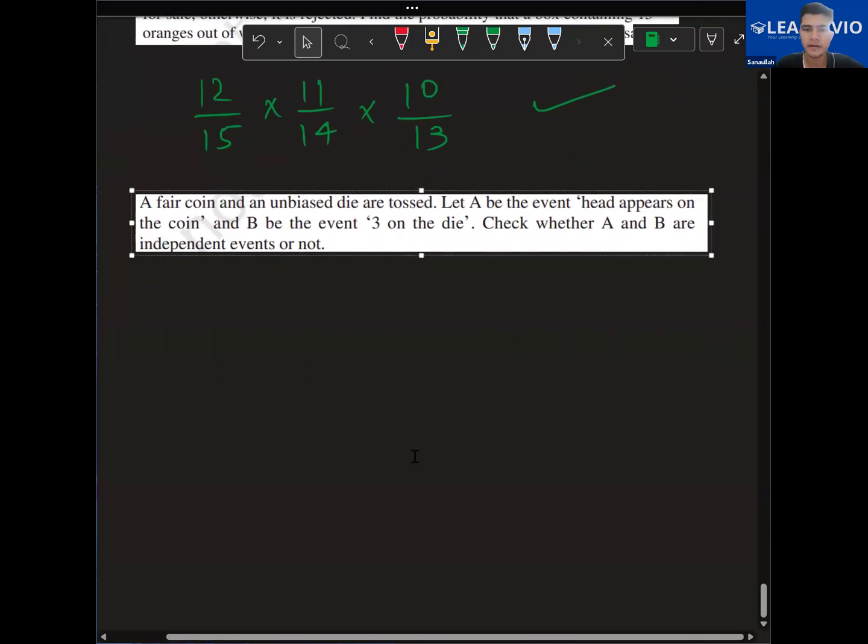Okay, in this question we have a fair coin and an unbiased die that are tossed. Let A be the event heads appear on the coin and B be the event 3 on the die. Check whether A and B are independent events or not. You know the definition of independent events. Apply that formula and just check whether they are equal or not.